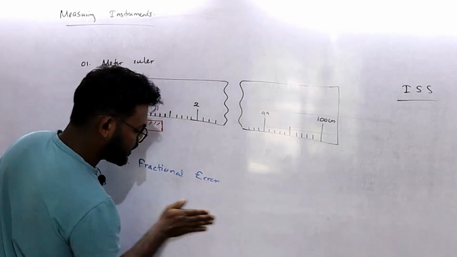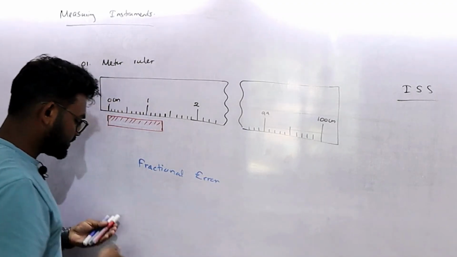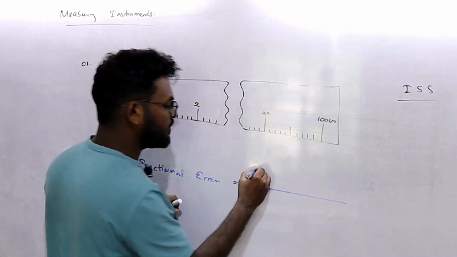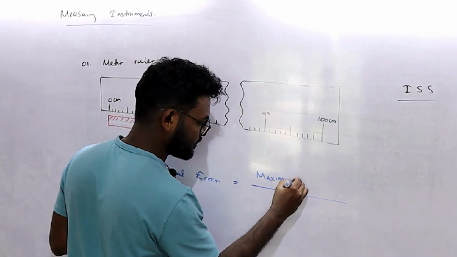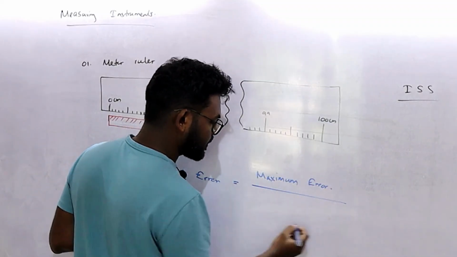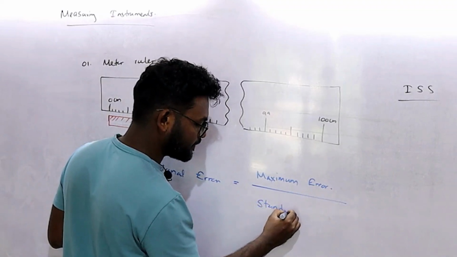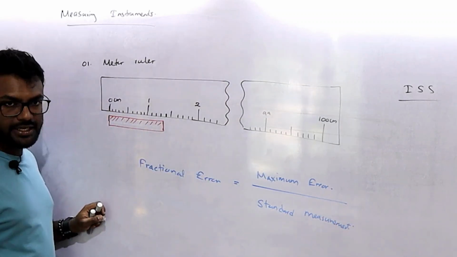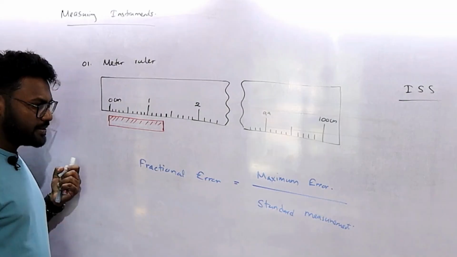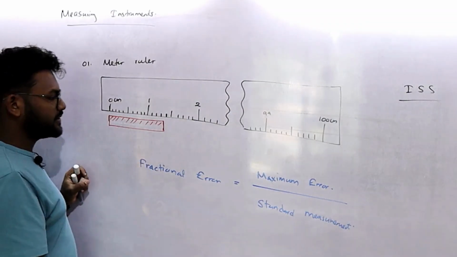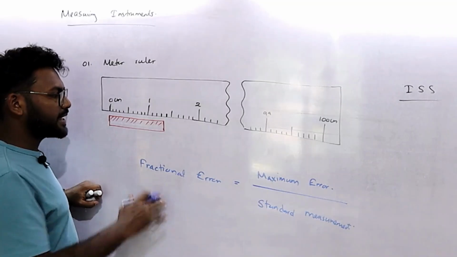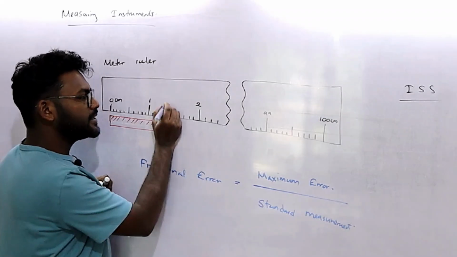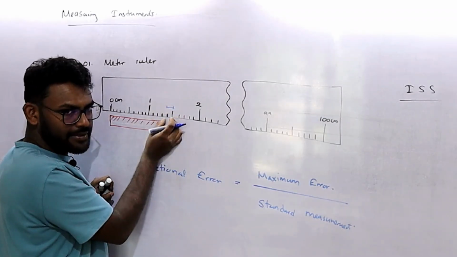So we write how we can measure the fractional error. There's an equation for this one. Fractional error is equal to the maximum error divided by the standard measurement. This is how we find the fractional error, right? And let's consider the meter ruler. That's the very first measuring device that you have learned. So what's the maximum error it could have? 1 millimeter, which is again going to be equal to its shortest gap.